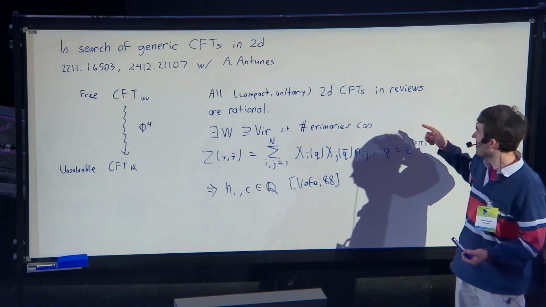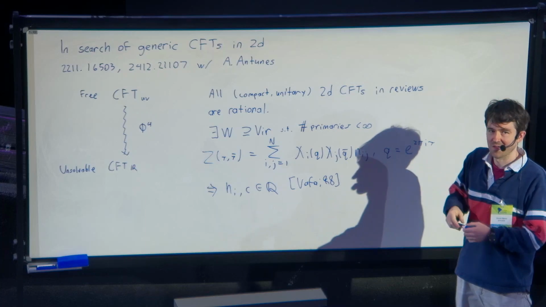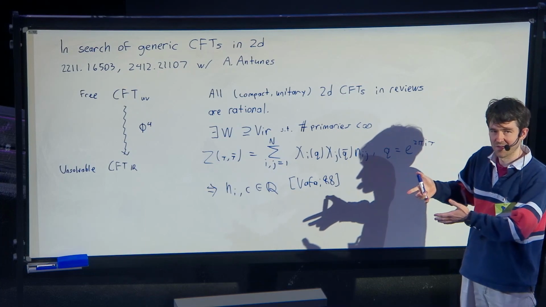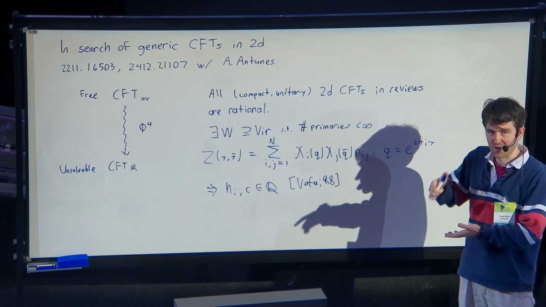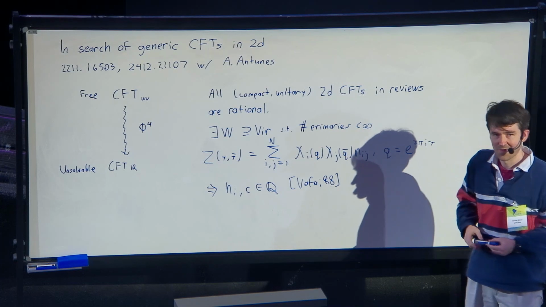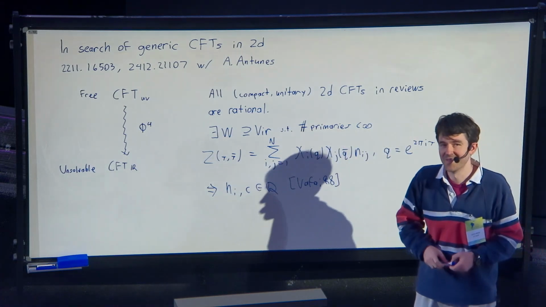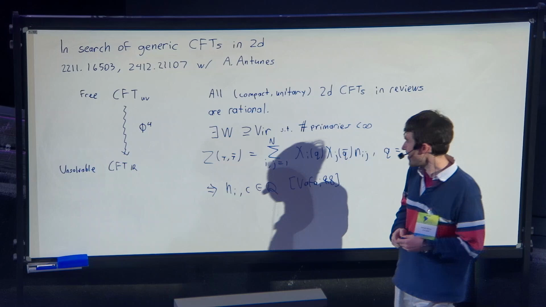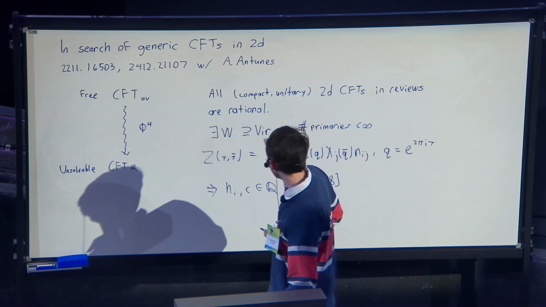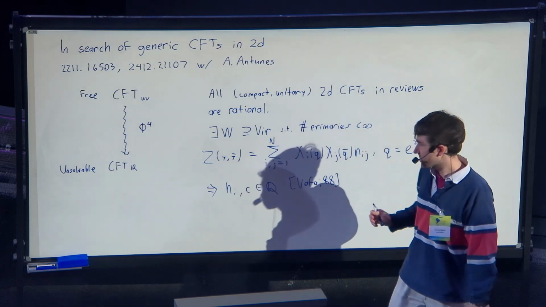They are irrational, and maybe some reviews focus on these and don't brush them aside and immediately focus on the rational radius squared. So maybe my statement is wrong. I agree. And yeah, the next thing to say is that irrational CFTs certainly exist.